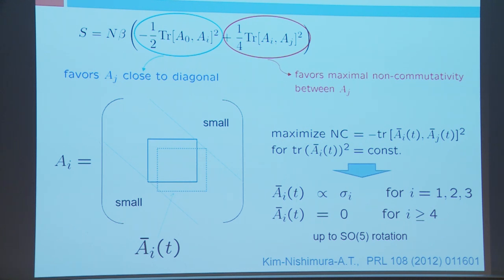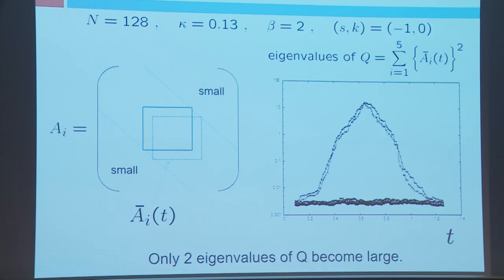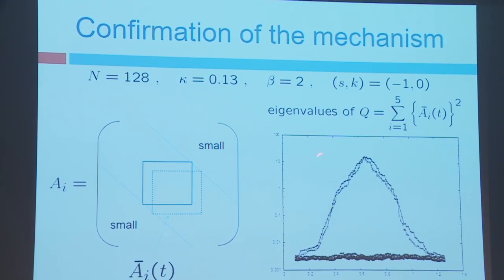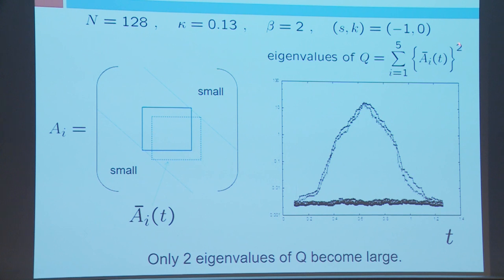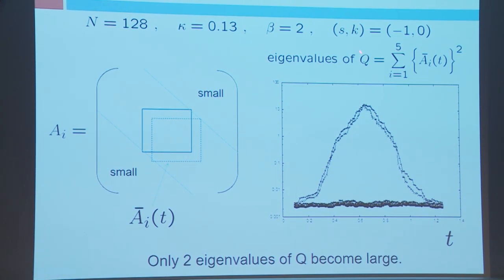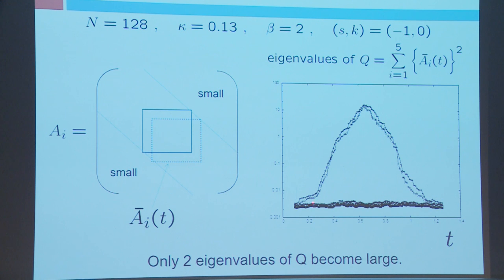This actually gives the three dimensional space. So we confirm the mechanism in our simulation. We define this quantity Q, which is the sum over i of A_i bar of t squared. Now Q is a lowercase n by n matrix, so it has n eigenvalues. We plot the n eigenvalues against t. This is the result. You see that only two eigenvalues expand like this, and the others remain small. So only two eigenvalues of Q become large. In this way we confirm the mechanism.